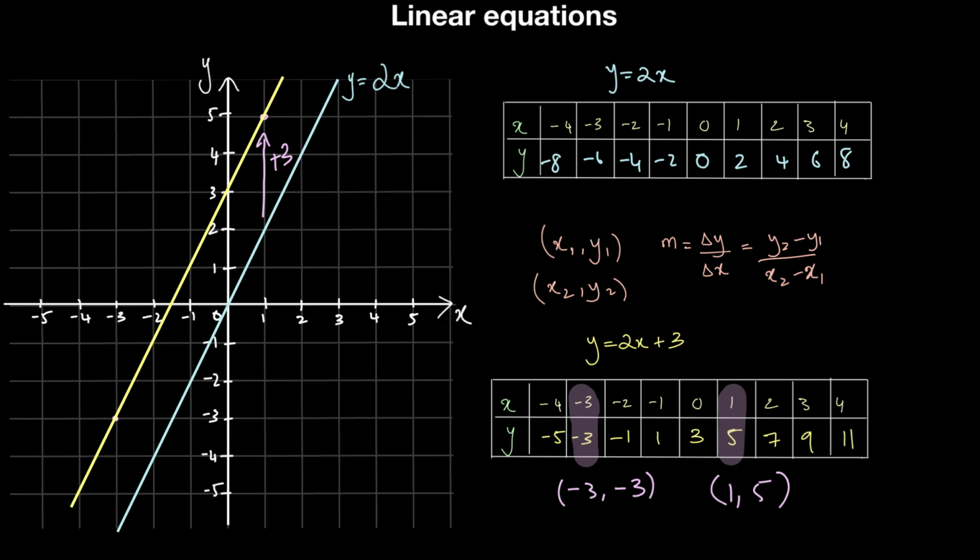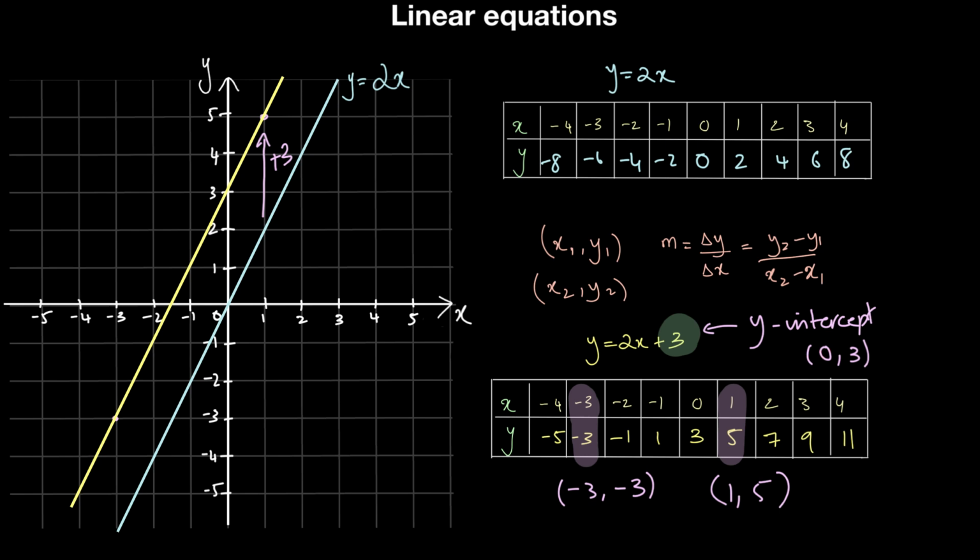And this 3 over here in this equation is called the y-intercept. Now, why do we call this the y-intercept? Well, the y-intercept is the point at which the graph or the line intersects the y-axis. So when x is equal to 0, the value of y is equal to the y-intercept. So the coordinates of the y-intercept over here will be 0 comma 3.